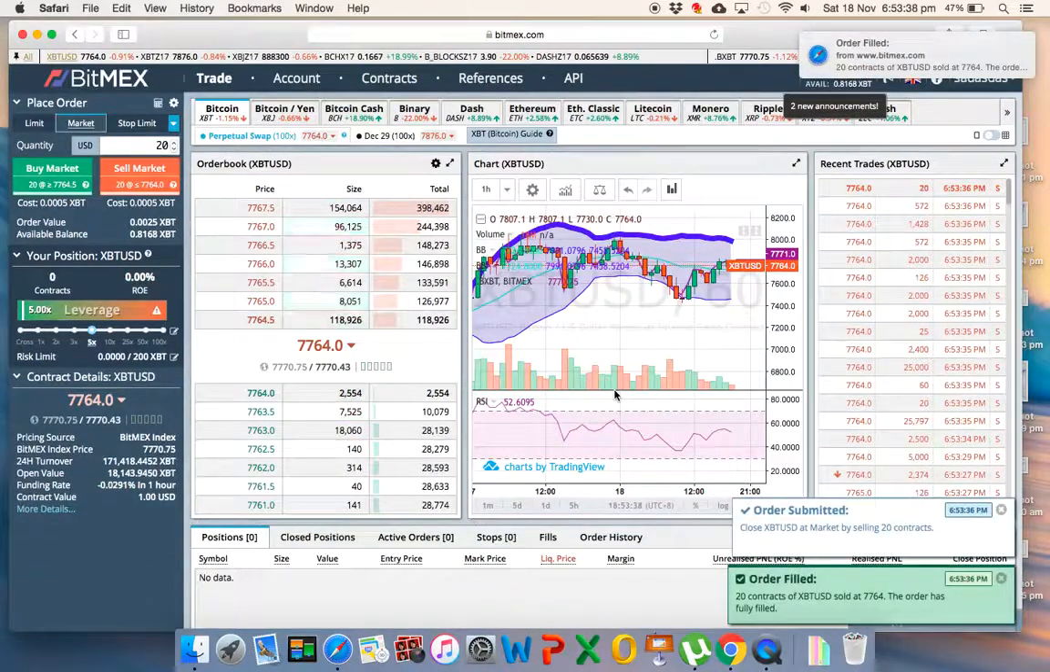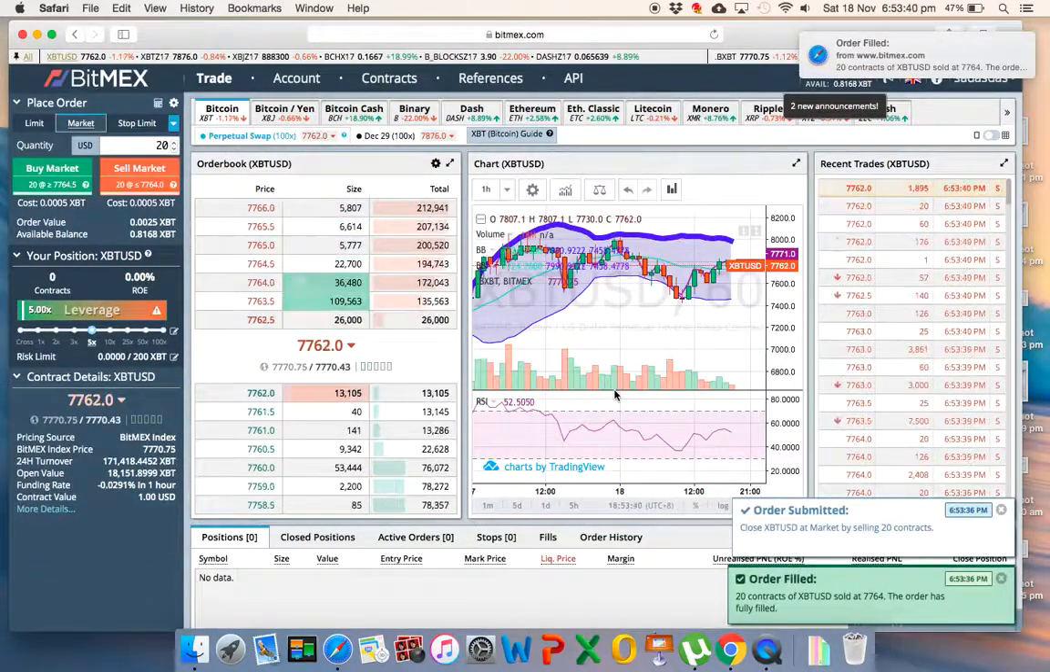Okay, so basically that's how BitMEX works, and I hope you guys learned something from this.